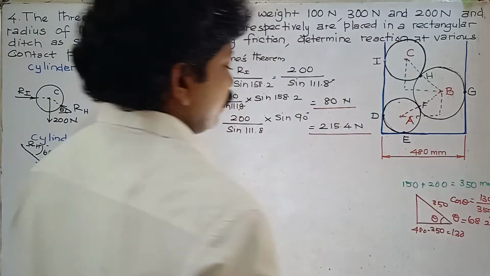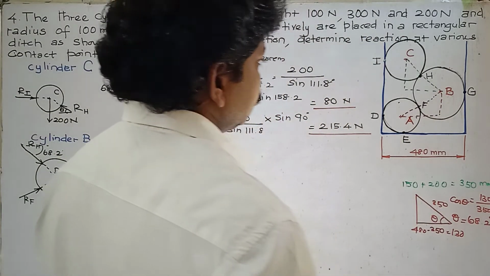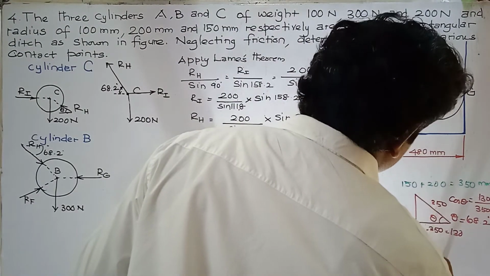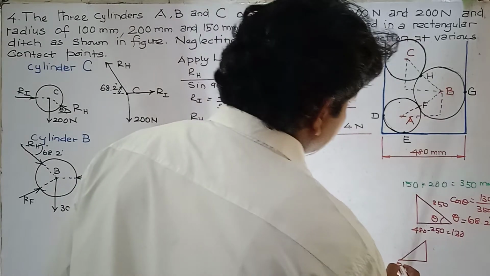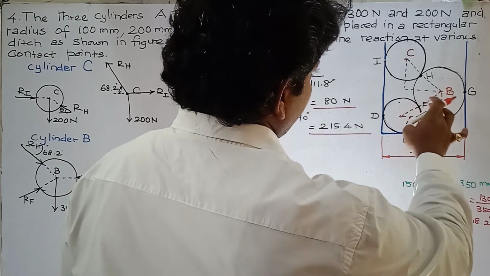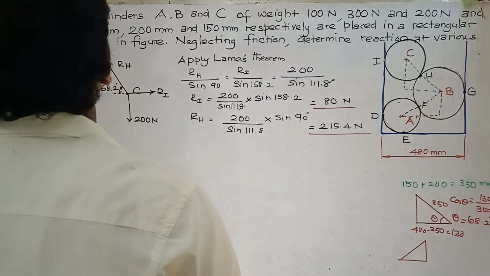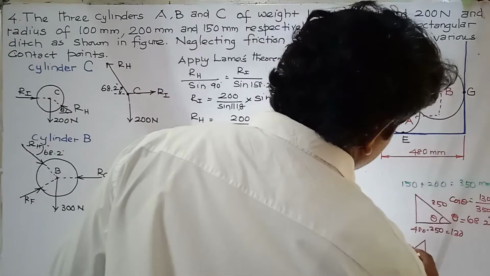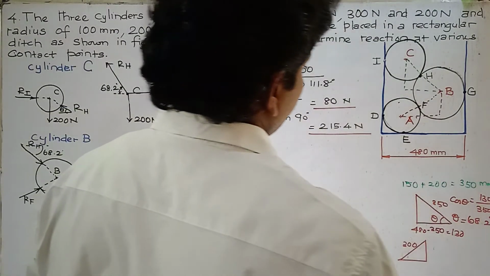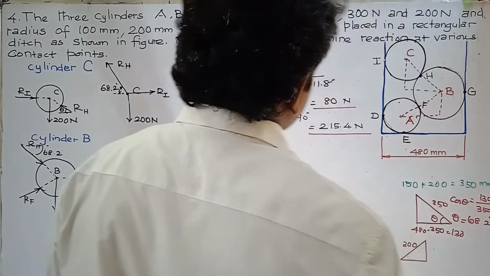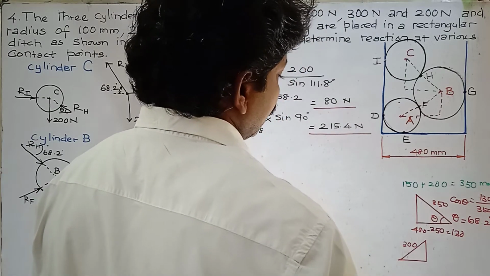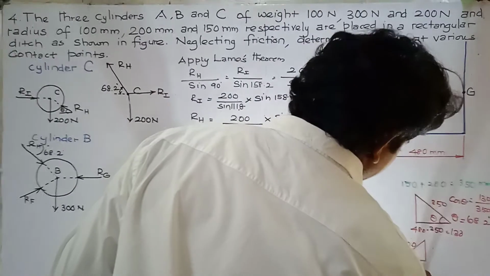So now, this adjacent equal to, this hypotenuse equal to, first hypotenuse equal to, add the two radius B and A, 100 plus 200, 300. This one 300, and adjacent equal to 480 minus these two radius, 100 plus 200, 300. So 480 minus 300 equal to 180.